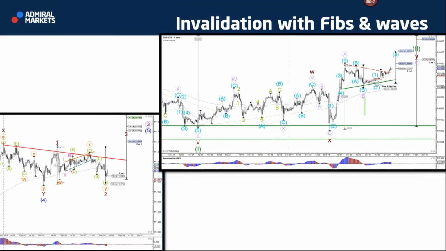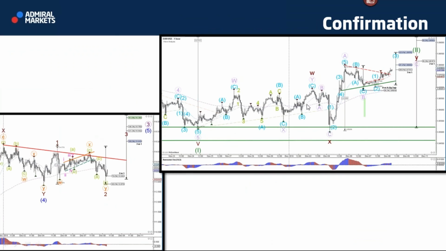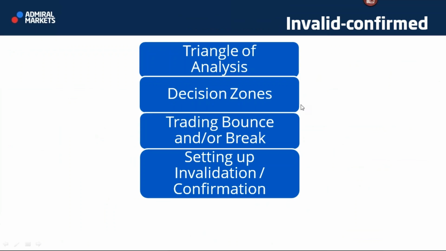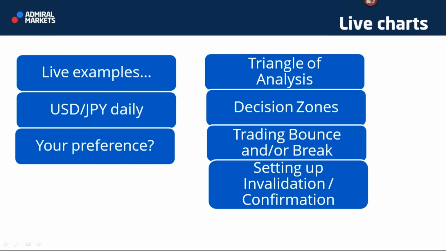I actually talked about invalidation and confirmation already. Sorry, so we can skip this slide. So basically, analysis, decision zones, then I'm trading those bounces or breaks, and I'm setting up invalidation and confirmation. That's the flow, that's the sequence. Then, once that's clear, I am looking for triggers at decision zones where there's confluence preferably, and that's when I make those trades. So let's take a look at some live examples.